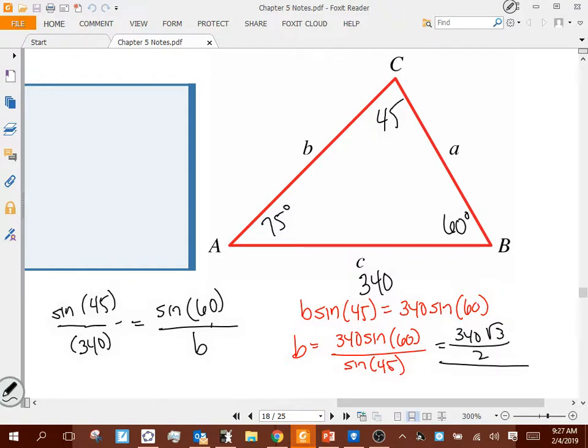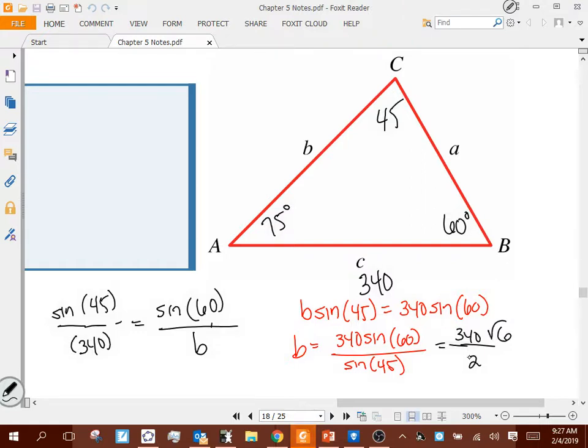I know sine of 45 is radical 2 over 2. And I know my algebra says that those 2's are going to cancel out. Okay? That makes sense, everybody? So those 2's cancel out, so I'm going to have essentially 340 radical 3 over radical 2. I'm going to rationalize that, so I'm going to multiply by radical 2 over radical 2. It's going to be 2 on the bottom and radical 6 up top.